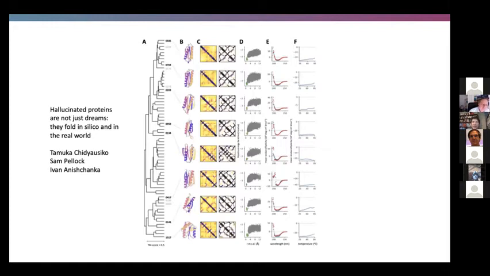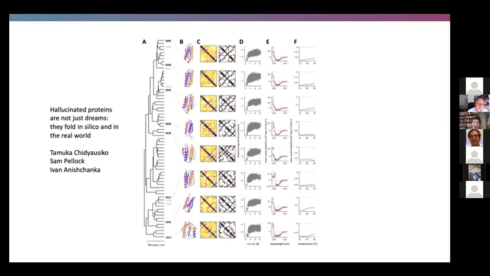We call them hallucinated proteins because they're kind of like the images of ideal cats you get if you take a network that has been trained to recognize cats, and then you start with random images and you optimize for the network to predict them to be cats.